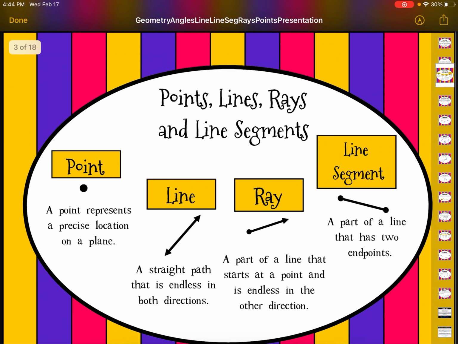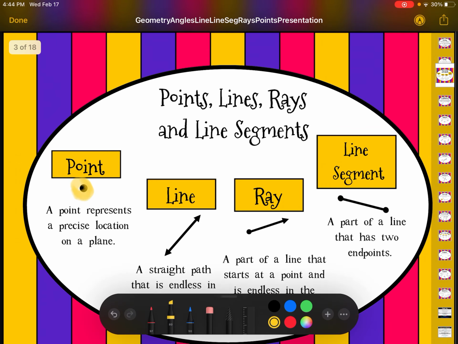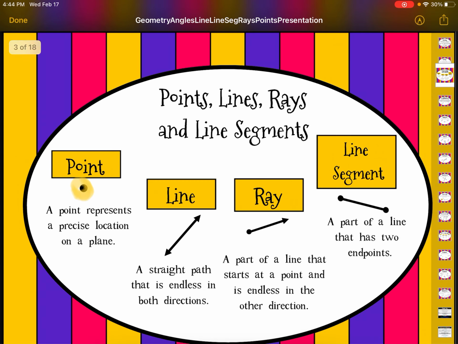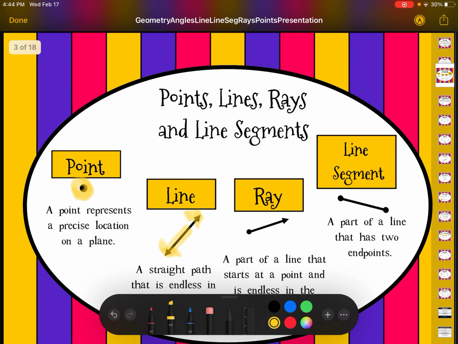Points, lines, rays, and line segments. When we look at a point, over here on the left, it says that a point represents a precise location on a plane. So a point is merely that little dot right there. Then we know a line. A line is a straight path that is endless in both directions. So when we classify a line, you'll see an arrow on both ends.